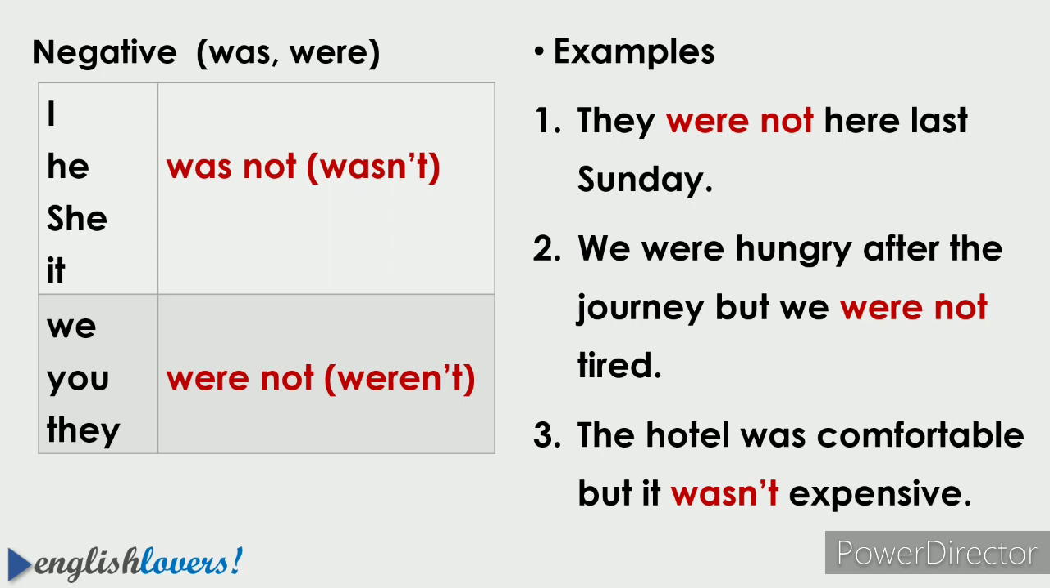Some examples. They were not here last Sunday. So you see, were not. We were hungry after the journey, but we were not tired. Here also, were not, it's the negative form. The hotel was comfortable, but it wasn't expensive. So here also it's the negative form of to be.